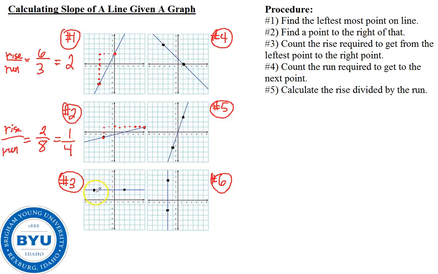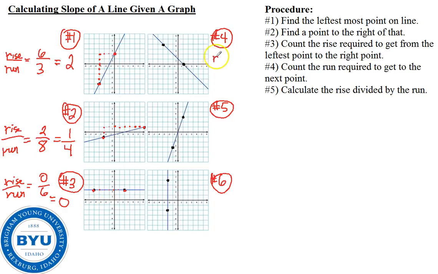Number 3. This is an interesting one. If I start at my leftmost point, I have to get to my rightmost point. Oh my goodness. So how much do I rise? I don't rise at all. My rise is 0. In fact, this is a horizontal line, and we even mentioned that whenever you have a horizontal line, your slope will be 0. You could calculate your run and it would be 1, 2, 3, 4, 5, 6 spots, but 0 divided by 6 is still 0. So the slope of a horizontal line, all horizontal lines, is 0.